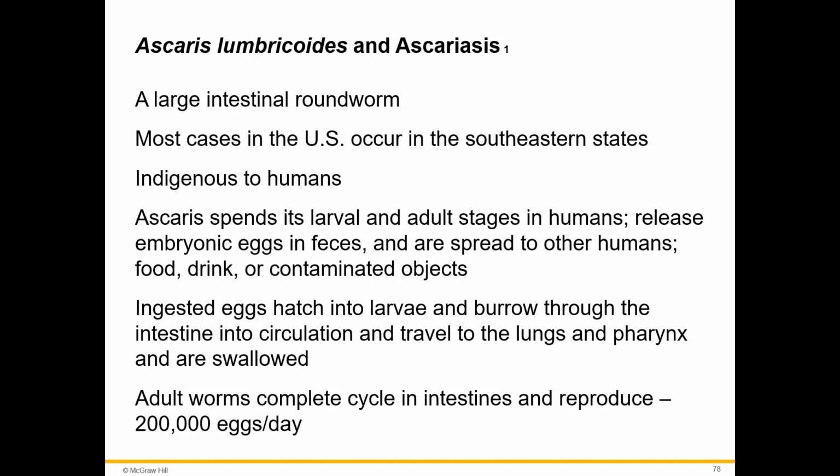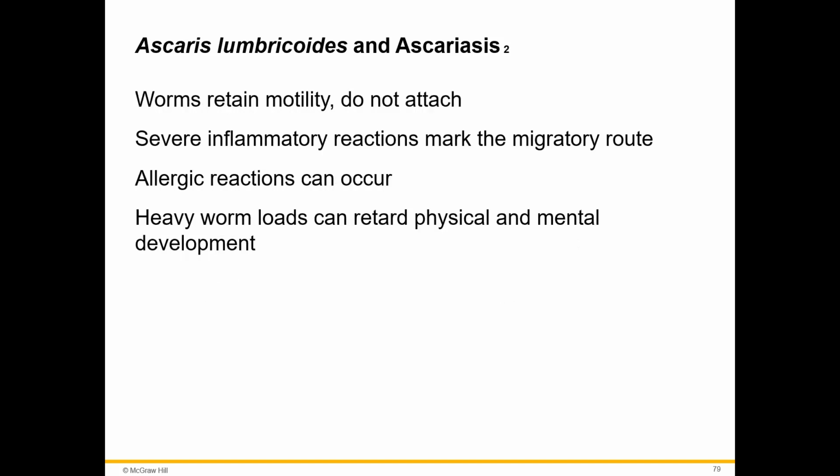So, the adult worm's complete cycle is in the intestines. So when they reproduce, they are r-selected, right? Meaning they produce rapidly and a lot, right? So they've got 200,000 eggs per day. My goodness. Busy bees, I guess.